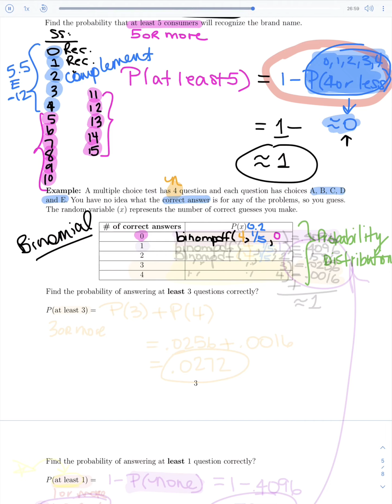And then we would want to find out what that probability is, which ends up being, if we use our calculator, 0.4096. Then we'd have to do the same thing for getting not no questions right. We'd want to move on to the next one, which is getting only 1 question right. That next part of the table, getting just 1 question right. So we do another binom PDF.